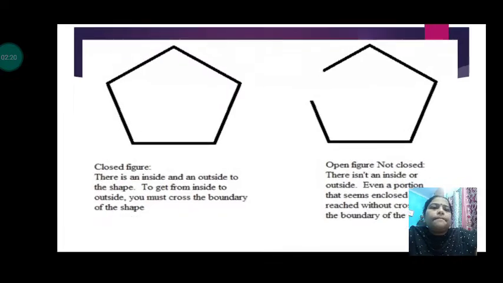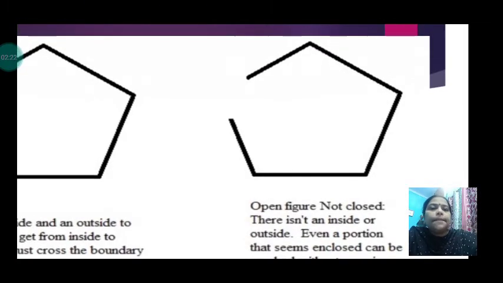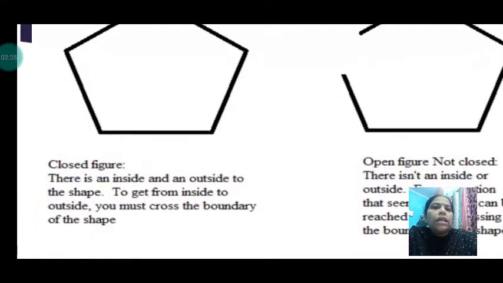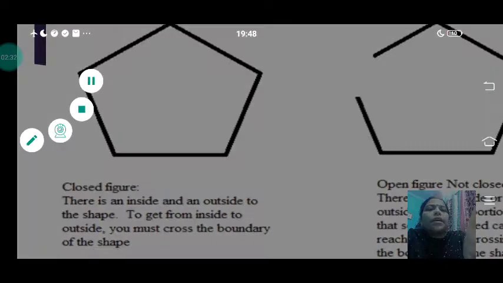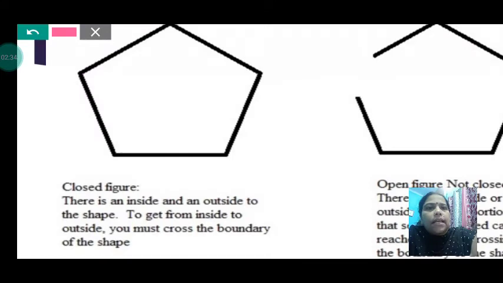So in a closed figure, what do we see? In the closed figure there is an inside and an outside to the shape. The shape has an inside part and an outside part. To get from inside to outside, you must cross the boundary. So to get from inside to outside, what do we have to do? We have to cross the boundary. Then only we will be able to come out.